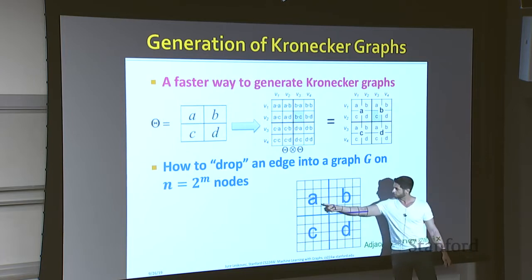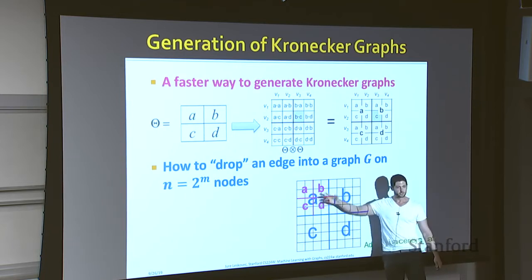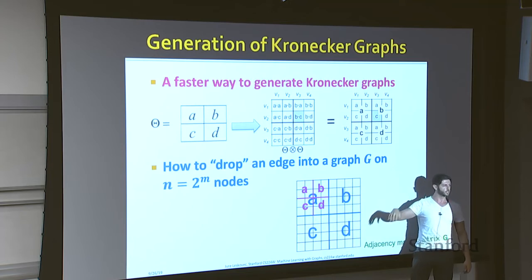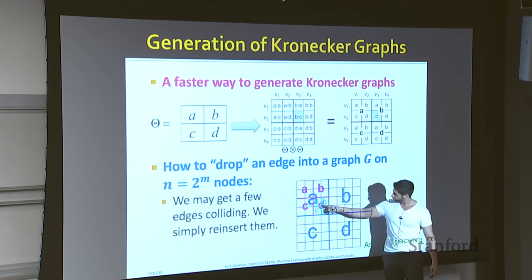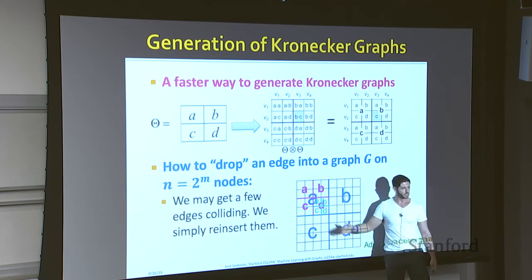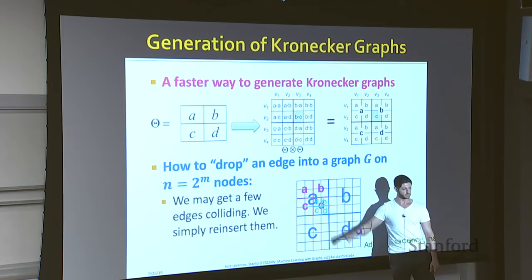So we flip a coin for each quadrant, and then this coin will tell us the edge is going to be dropping in quadrant A. Now recursively, we do this operation once again. So we flip a coin here, and boom, we end up in this subquadrant D, and we do it one last time, and we're right at the end, and now we can actually insert an edge in that graph.